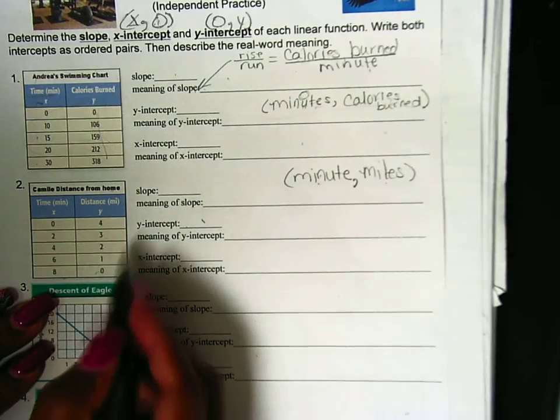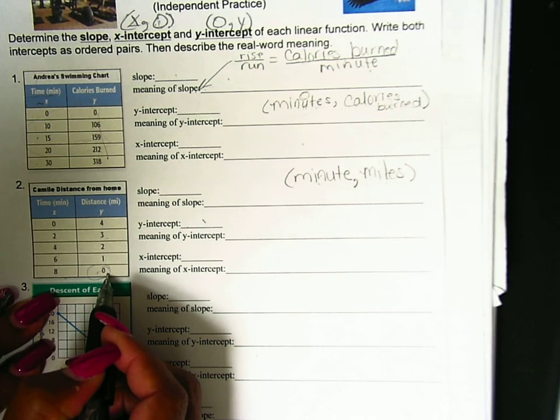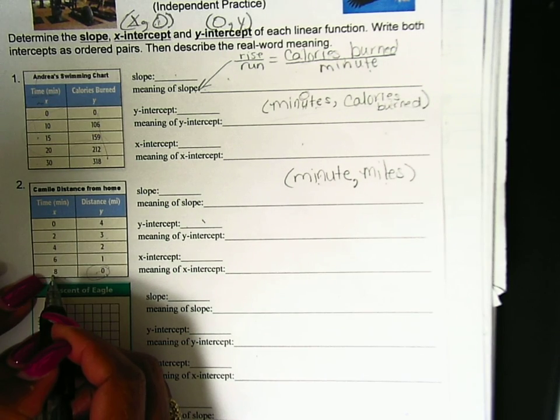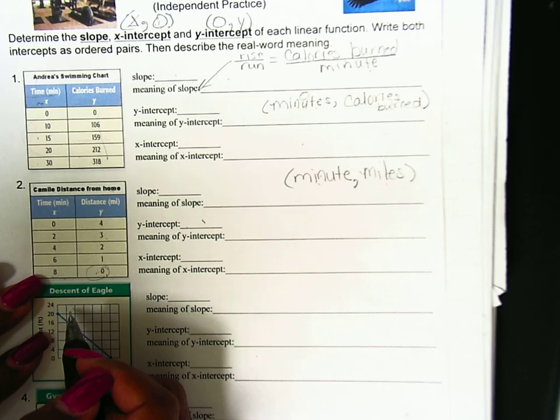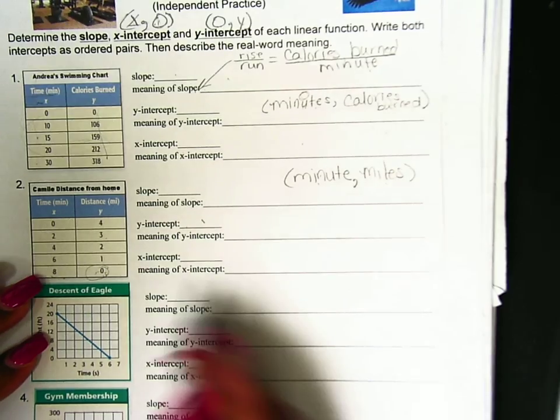Here's your x-intercept, because the y is 0. So after 8 minutes, where's Camille at? After 8 minutes, where's she at? She's 0 distance from home, so where is she? Write the meaning for that x-intercept.